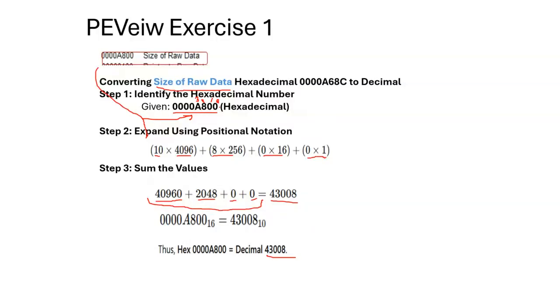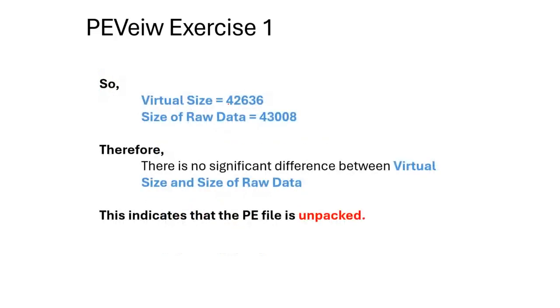So now we have to compare and see if we have a significant difference between the virtual size and the raw data. So basically, the virtual size we calculated is this. The raw data size we calculated is this. Is it a significant difference between 42,000 and 43,000? Is it a significant difference?